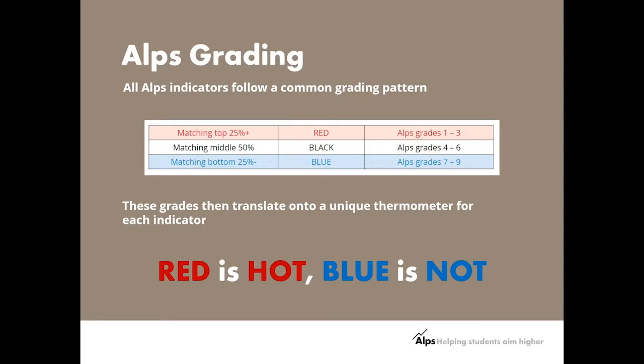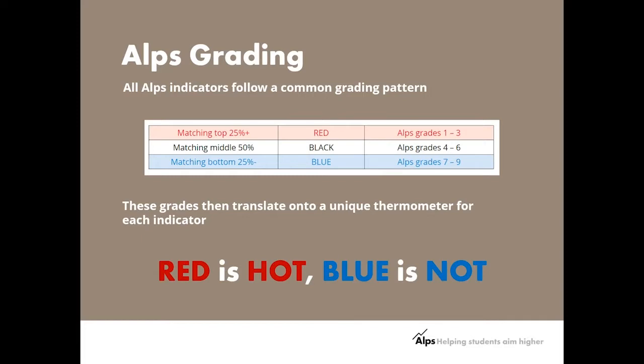If you're broadly national average, and that's then the black area of the thermometer, your grades are going to be 4, 5, 6. And then if you're in the blue, where you don't want to be, is the bottom 25% of progress nationally, and that's grades 7, 8 and 9. So the idea of that mantra at the bottom is, if you're red, brilliant, excellent, red hot.